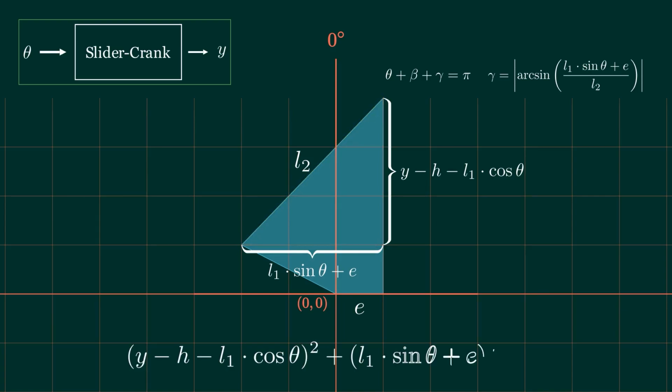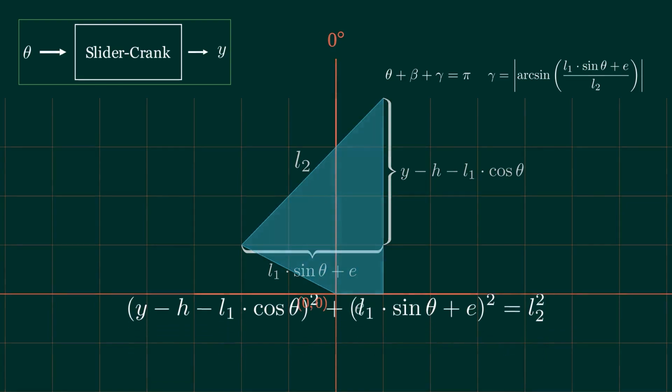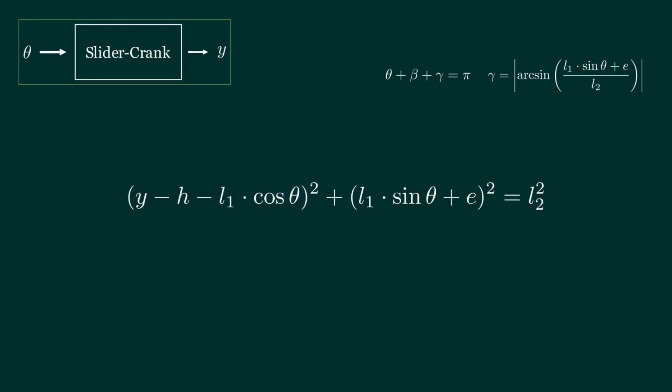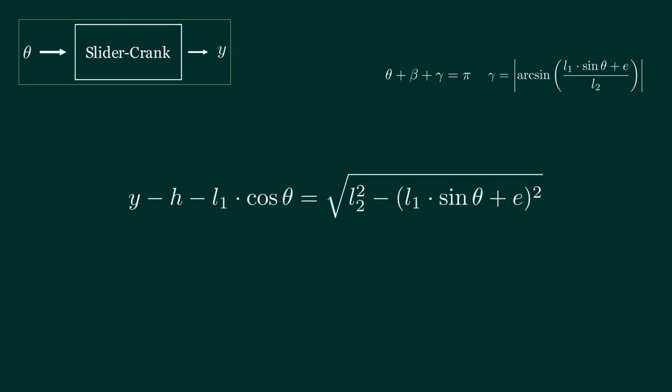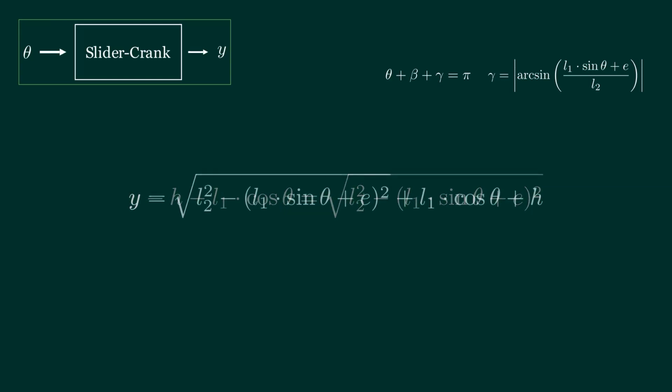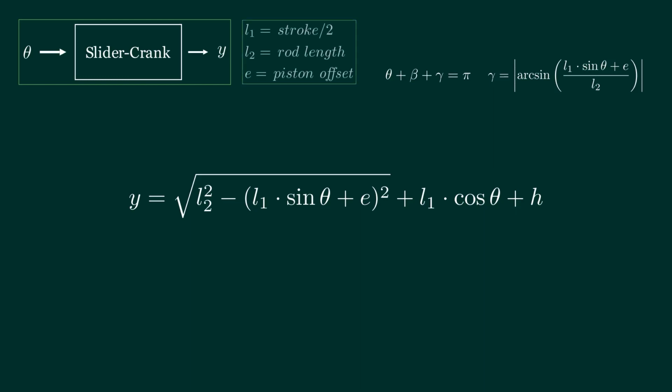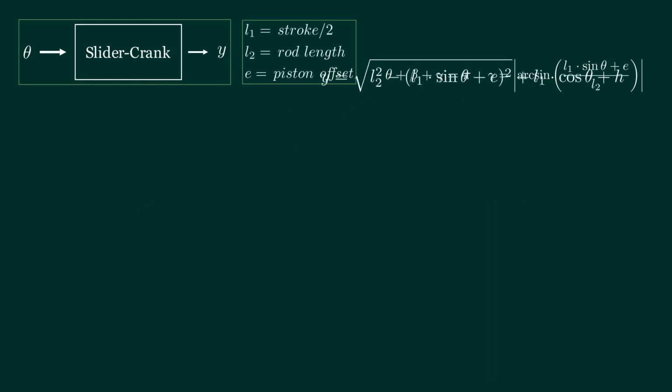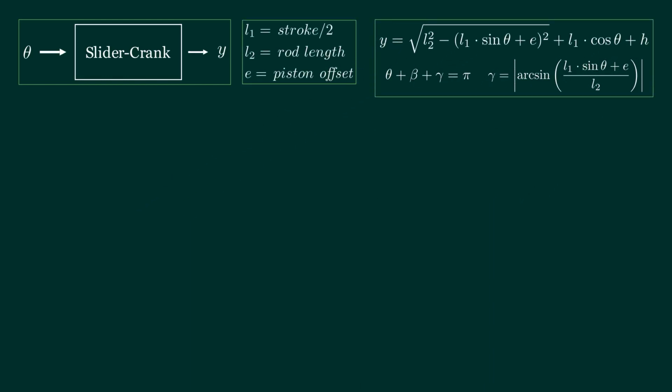Lastly, we write the relation of the h's with the help of the Pythagorean theorem. Since the value we are looking for is y, we leave y minus h minus L1 times cosine theta alone and take its square root. We draw all terms except y to the other side. And here we have it, a theta-dependent function of piston position, while L1, L2, and e are constants. That's the sum of the whole story.